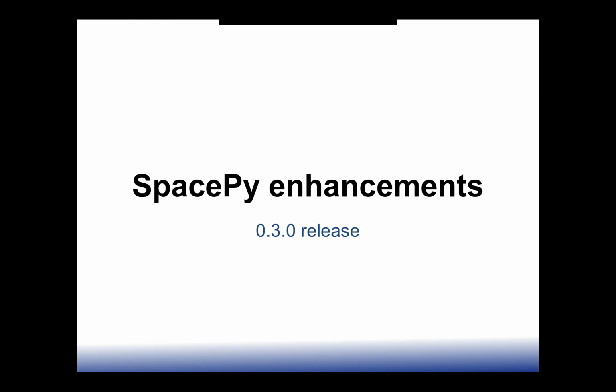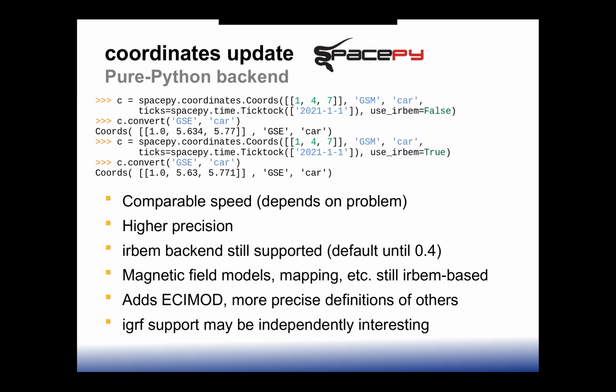All right. And kind of as preparation for the summer school, we just did the 0.3.0 release, and there's some good stuff in that. We now have a pure Python backend for coordinates that Steve Morley put together. The speed's pretty much comparable, but the precision's a lot higher than using IRBEM. Of course, that means you do not need Fortran anymore if you're just doing coordinates. We're still supporting the IRBEM backend, and we're doing a deprecation cycle to encourage people to move on to that Python backend. Some of the stuff, like if you're actually tracing a field, is still based on IRBEM. We're just doing the transforms.